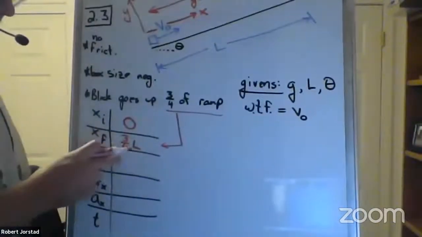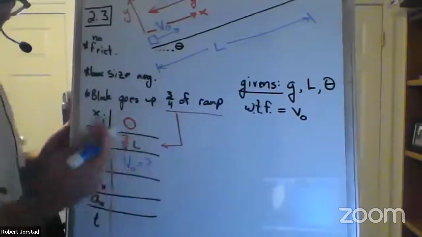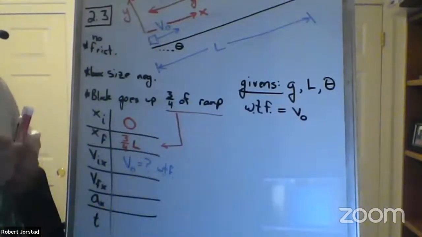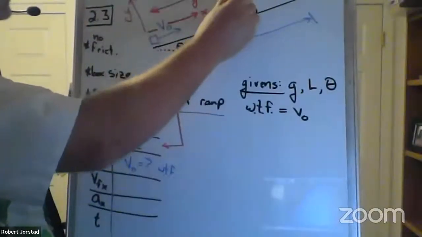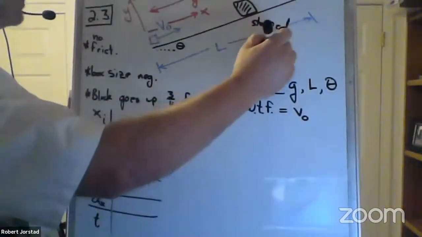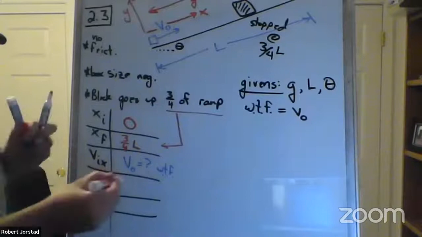How about V initial X? Unknown. And I think the problem called it V0. So you could say it's a question mark, just to remind yourself. V final X? 0. How do you know that? Because when it reaches the top, it's going to stop and then go back down. Did it say that in the problem? I think it said it comes to rest at 3/4. Yeah, so it said something in there. Cool. At rest, so nice job. That's a 0 right there.